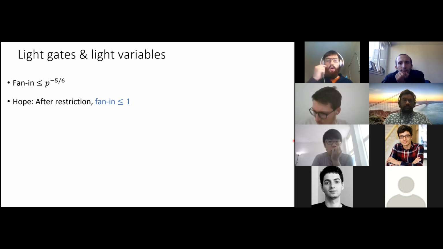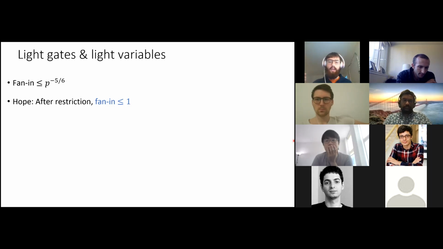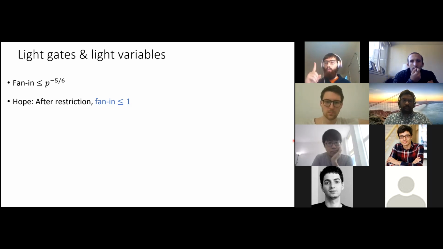Instead, we're going to hope that after the restriction, each gate has fan-in only 1 or 0. We're going to hope that enough of its variables got assigned values that now there's only 1 star or 0 stars feeding into it. Okay. In that case, a Boolean function on 1 bit is either a constant or a literal. So once again, this allows us to decrease the depth of the circuit because we can eliminate this gate and just replace it with a constant or a literal.